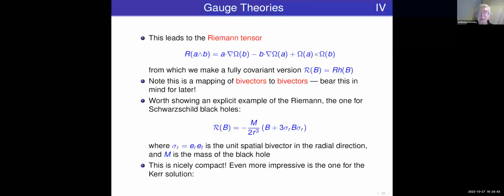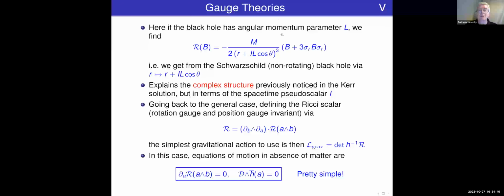As an aside, even more impressive is one for the Kerr solution, which I've shown here. All you need to do to get the Kerr solution Riemann from this is make R goes to R plus IL cos theta. I is the space-time pseudoscalar. L is the angular momentum parameter of the black hole. And in fact, this does explain the complex structure previously noticed in the Kerr solution, but it does it in terms of the space-time pseudoscalar I. It was a bit like when we had E plus IB for the Faraday. For us, that has to be the space-time pseudoscalar, and the same here.